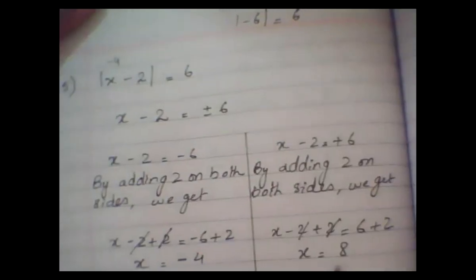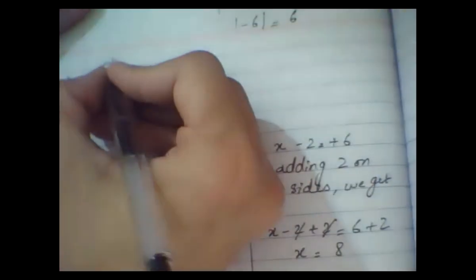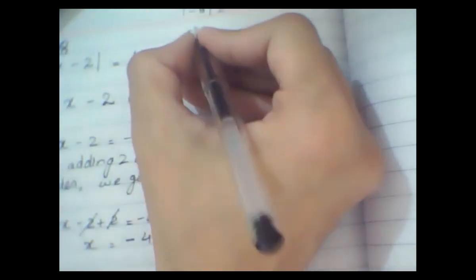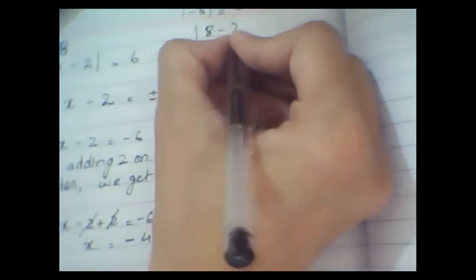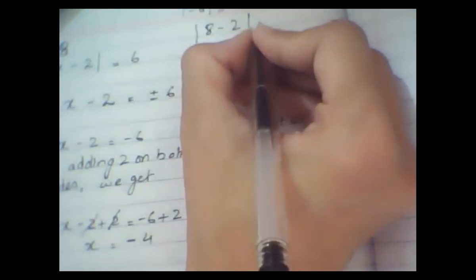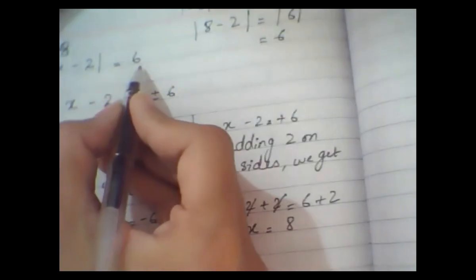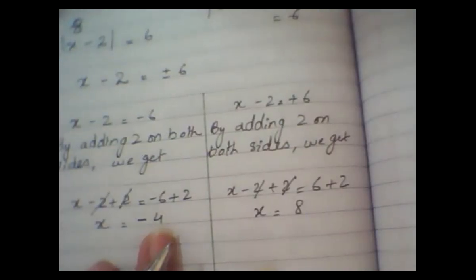Okay, and when in this question you put the value x is equal to 8, Sanya, are you getting me? If we put 8 here, what will happen then? We get 8 minus 2, mod of 8 minus 2 is 6. So mod x is equal to 6. That means we get the right hand side. That means our answer is minus 4 and plus 8.